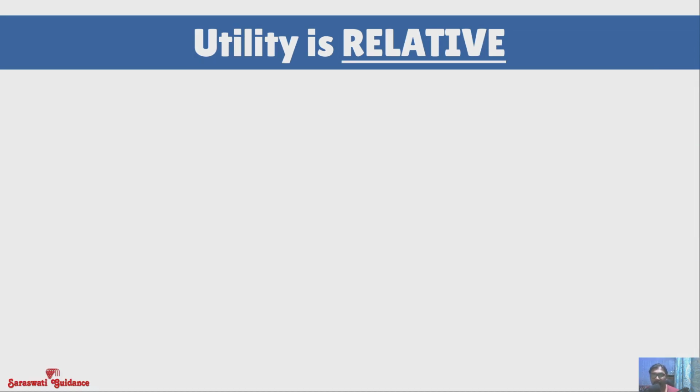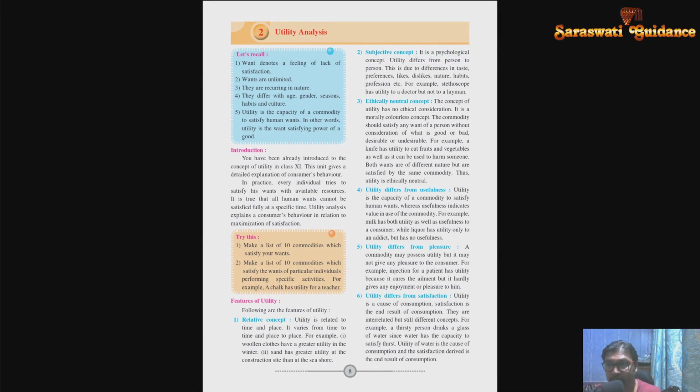Okay, on to the next topic. We are now going to study features or characteristics of utility. Before that, let's take a look at your textbook. Open your textbook, page number 8. On page number 8, we are going to get the first introduction of this topic, and then we are going to learn the major points of this topic.